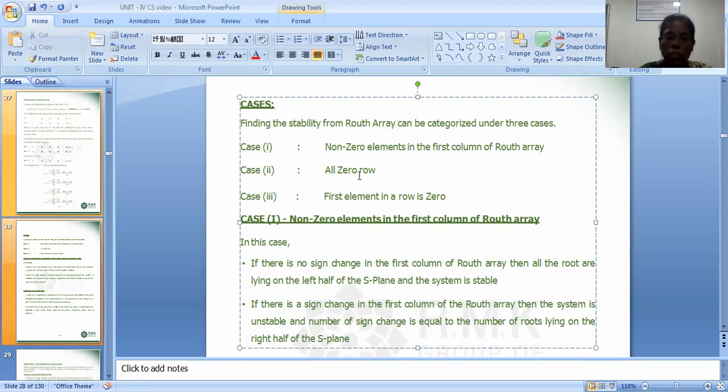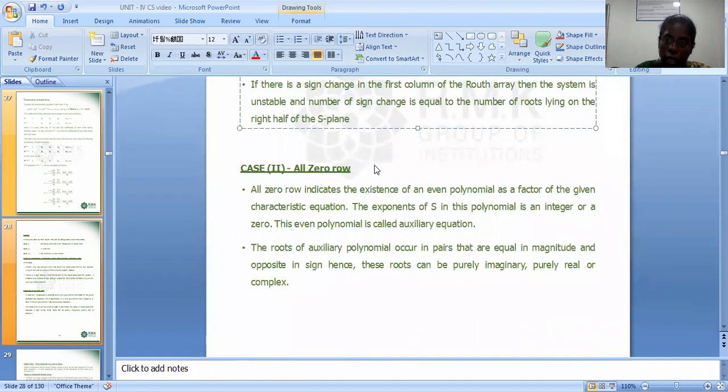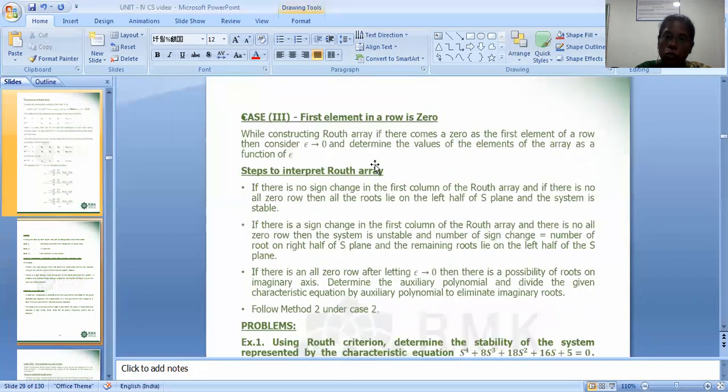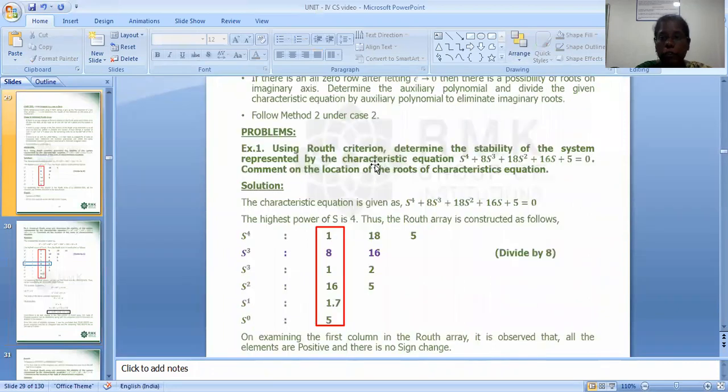So the all zero row is something where one particular row, the entire row, will become 0. That is all zero row category. And the third one is nothing but in a row, the first element alone is 0. That is going to be first element in a row is 0. So in these 3 cases, we'll check how to complete the Routh array, and after completing the Routh array, how to comment on the stability of the system.